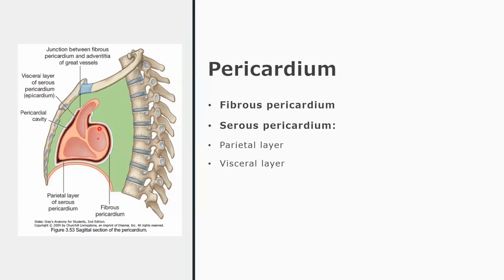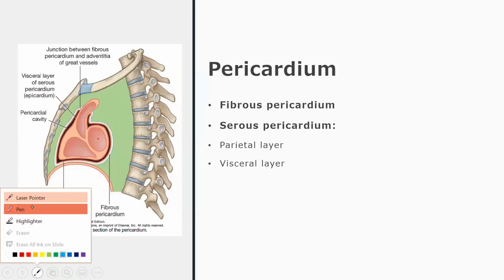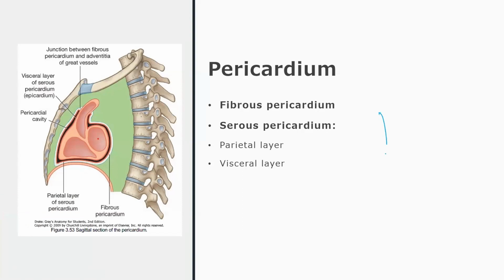If you learn about the histology, you will learn that the heart has three layers. Do you know about them? What are the three layers of the heart muscle? Okay, fine. It's the endocardium, myocardium, and the epicardium.